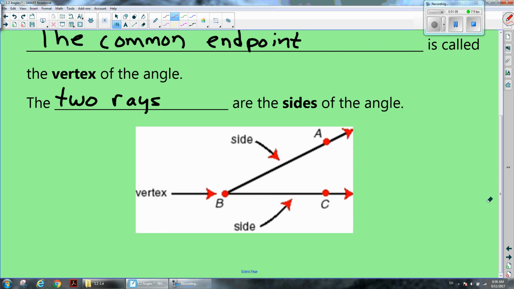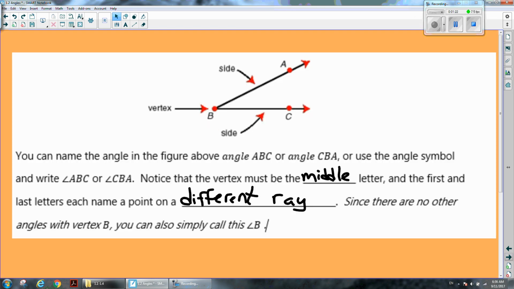So the vertex is just a point. Here the side is ray BA. Here this side is ray BC. So you can name the angle in the figure above angle ABC, or we could say angle CBA, or we could use the angle symbol. So here's our angle symbol, angle ABC or angle CBA.